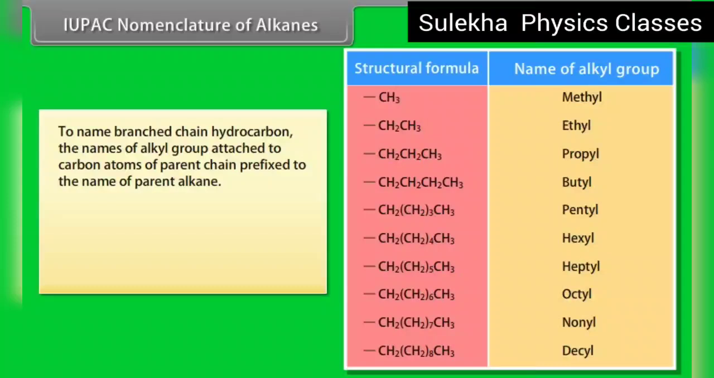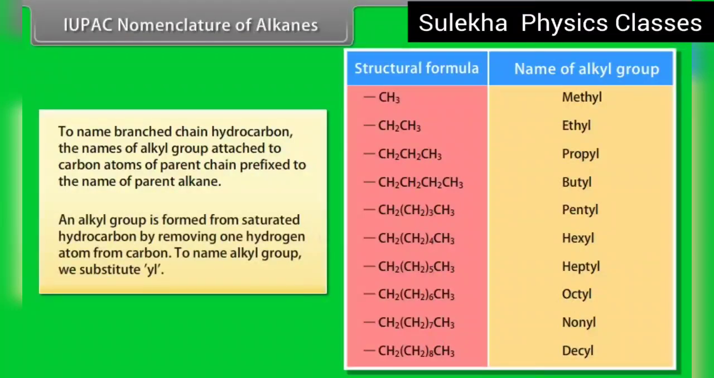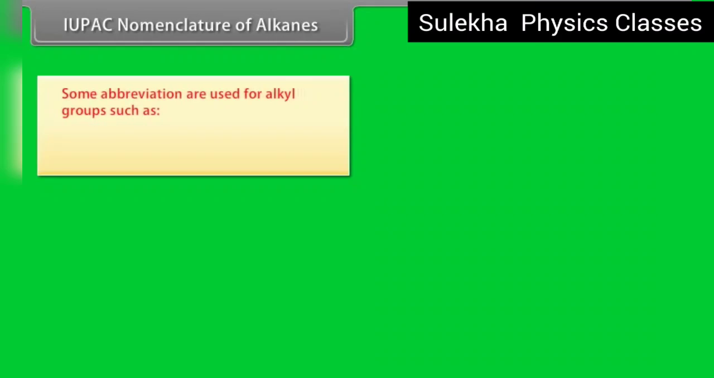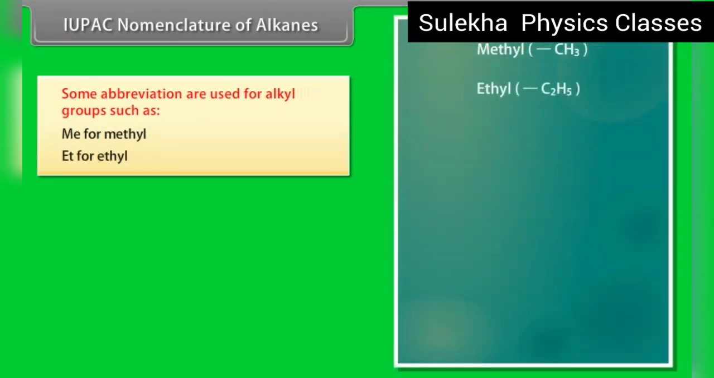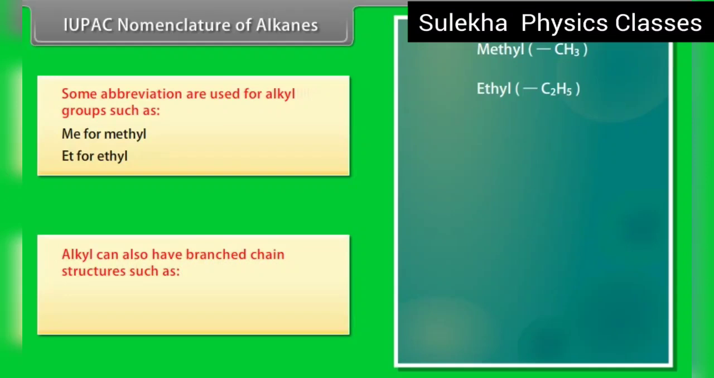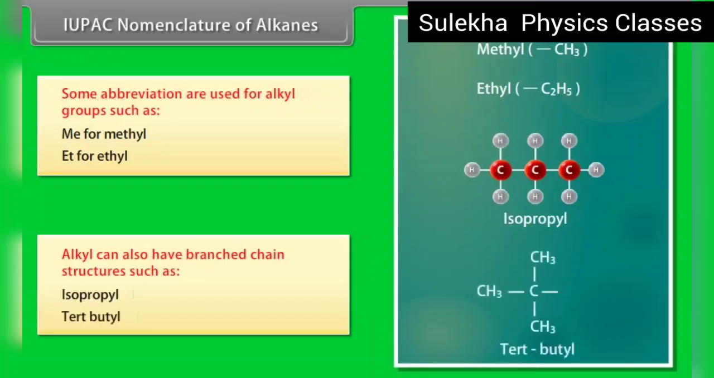the names of the alkyl groups attached to carbon atoms of the parent chain are prefixed to the name of the parent alkane. An alkyl group is formed from a saturated hydrocarbon by removing one hydrogen atom from carbon. To name an alkyl group, we substitute -yl. Some abbreviations are used for alkyl groups, such as Me for methyl, Et for ethyl. Alkyl groups can also have branched-chain structures such as isopropyl, tert-butyl.